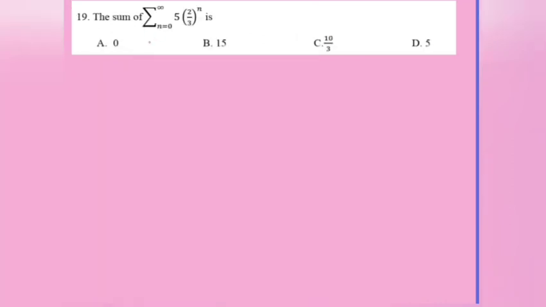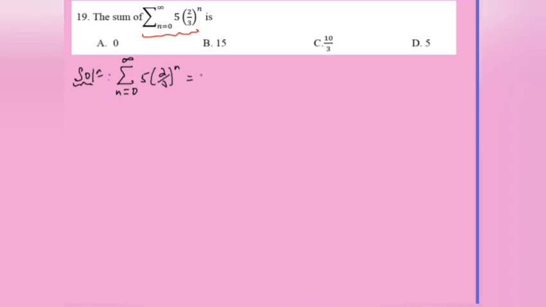The next problem is again another infinite series. Unfortunately, most of these problems are geometric in nature. So what is the sum of this infinite geometric series? The sum, n starting from 0 up to infinity, 5 times (2 over 3) to the power of n.